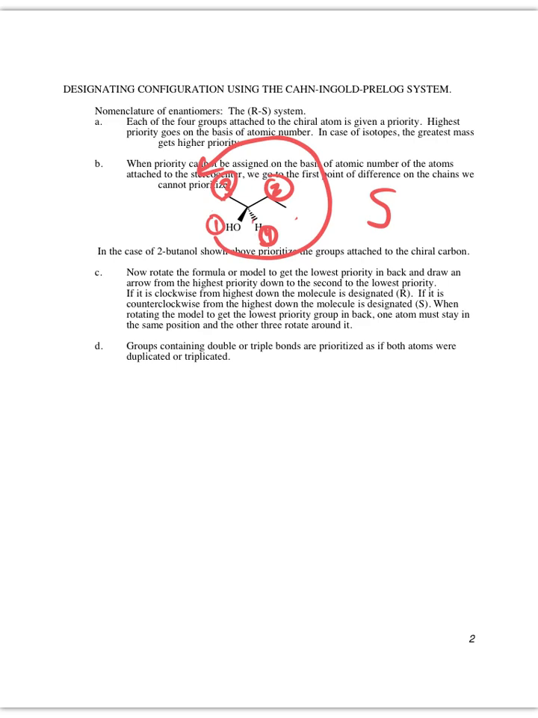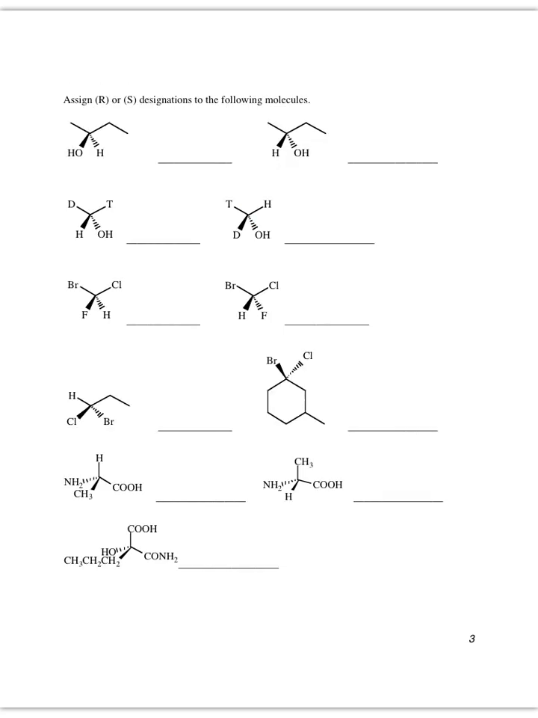Now we have to get the lowest priority group in back to assign R and S. So to get there, we'll talk in the next couple of pages we have on how to do that. So here we have some compounds, and all we have to do is assign RS. We don't have to name them.